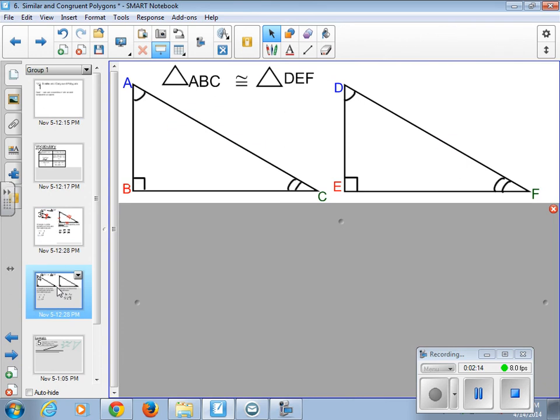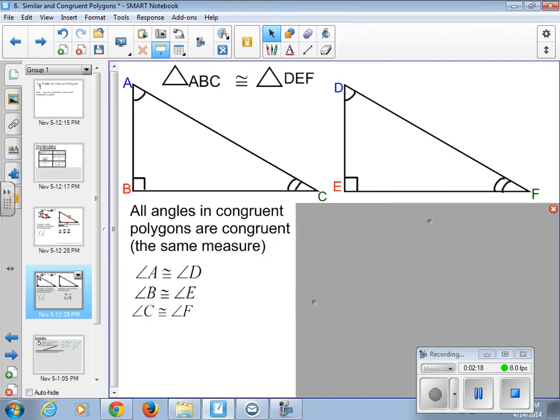Now we have two congruent triangles. And we notice again that all of our angles are congruent. So whether our polygons are congruent or similar, either one, the angles are going to be congruent, the exact same. Look for the tick marks. You will see them in your work.